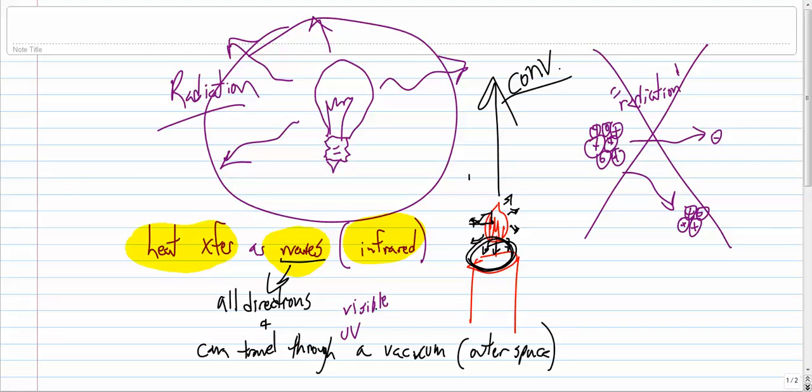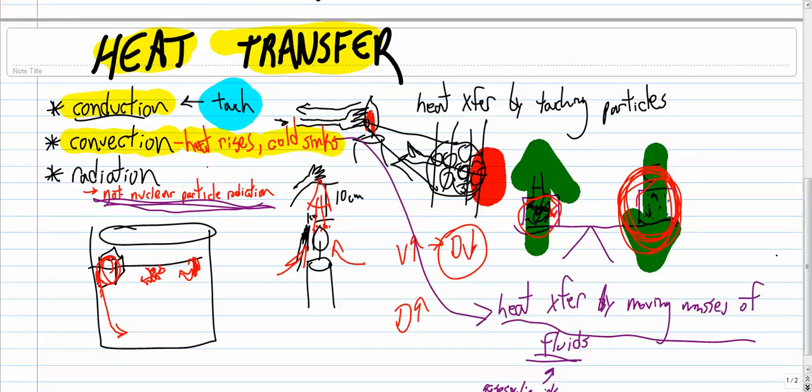And that is how sunlight gets here, radiation. And there you go. There is my video on heat transfer, conduction, convection, and radiation.